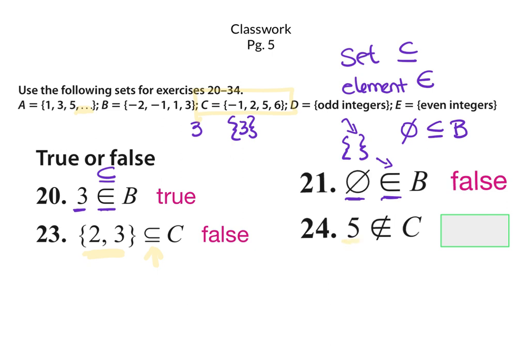Is 5 an element or a set? Element. Why do I know it's an element and not a set? There's no brackets around it. So, did they use the right notation? They did. They are saying it is not an element. Is that true or false? That is false because 5 is an element, right? So this one is false.